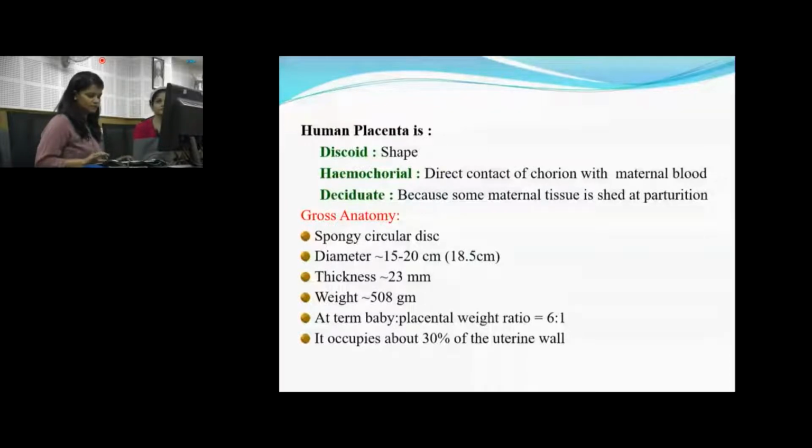When you grossly observe the placenta, it is a spongy circular disc. The diameter ranges from 15 to 20 centimeters, the mean being around 18.5 centimeters. The thickness is 2 to 3 centimeters. The weight of a term placenta is near 500 grams, and at term the baby to placental weight ratio is 6:1. It occupies 30% of the uterine wall at term.